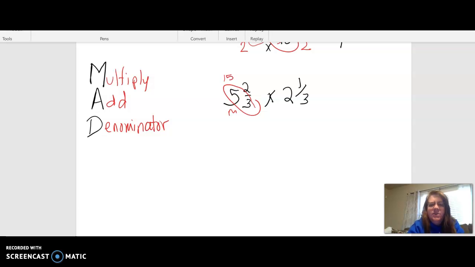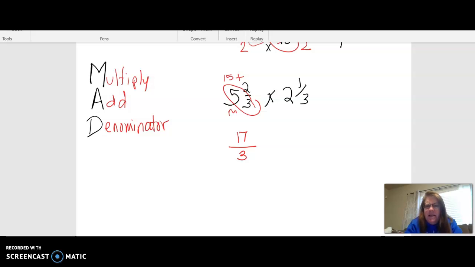The next thing we're going to do is add. There's my A for MAD. So 15 plus 2 equals, good, 17. So I'm going to write 17 right here. And the last thing we do is keep our denominator the same. So now I have 17/3. 5 and 2/3 is the same thing as 17/3.